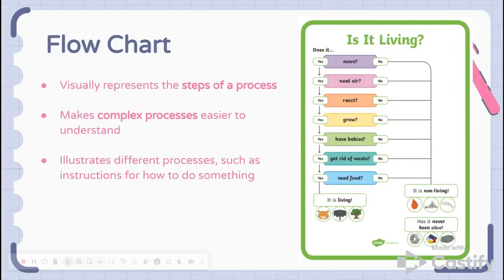Next up, we have the flowchart graphic organizer. The flowchart graphic organizer visually represents steps of a process, system, or workflow in a sequential order. Flowchart graphic organizers make complex processes easier to understand. They're often used to illustrate different processes, such as instructions for how to do something, life cycles of a plant or animal, or showing where something comes from.